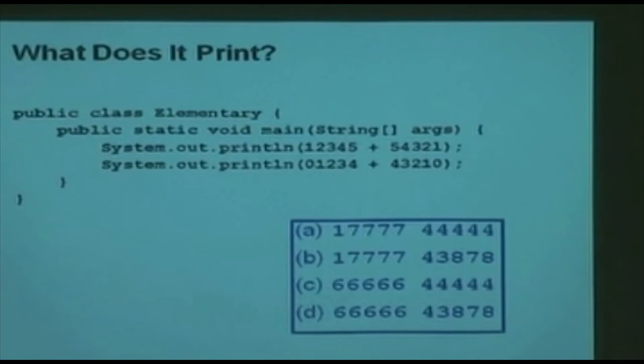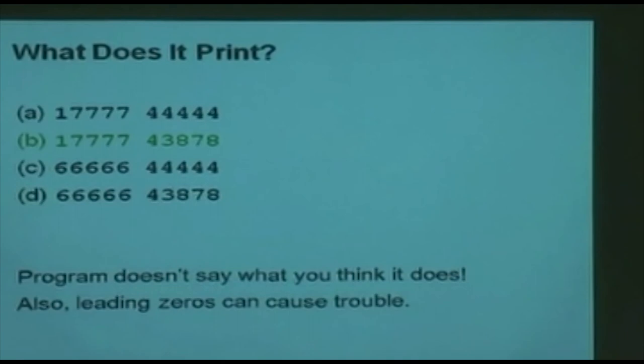So does it print choice A, 17777, followed by 44444? Choice B, 17777, followed by 43878. Choice C, 66666, followed by 44444. Choice D, 66666, followed by 43878. As for the intuition, well, first of all, the program doesn't say what you think it does. We'll go into that in a little detail in a moment. And second of all, leading zeros can cause trouble.